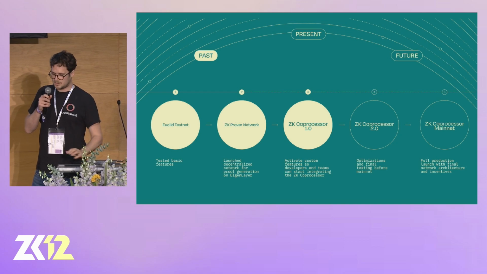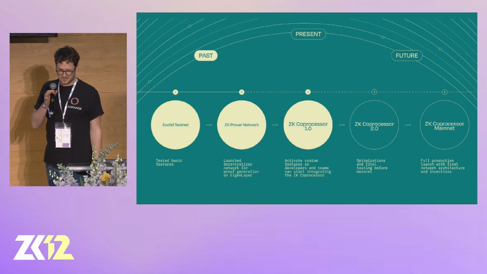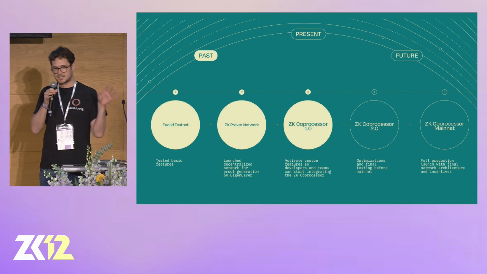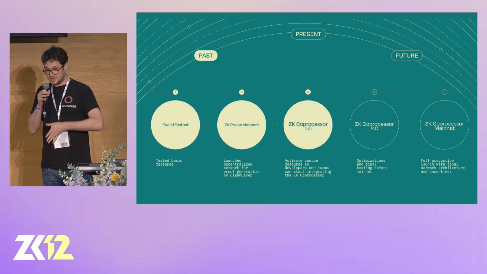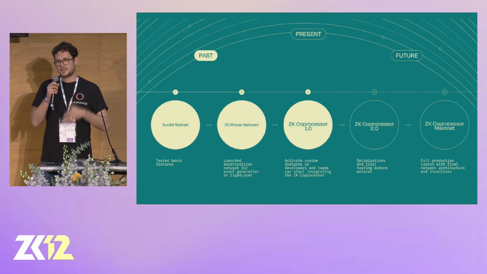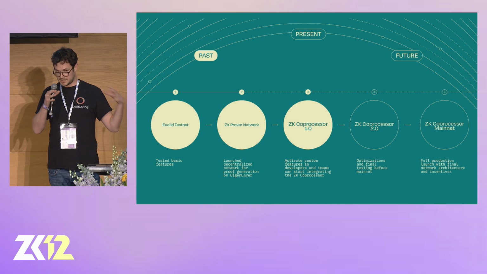Just a final quick slide to show where we are right now. We shipped in April the Euclid testnet with a basic side of query where we can only extract mappings. We implemented the proven network in May. And we just recently launched our ZK processor 1.0, where we have the basics of the SQL VM now fully implemented.